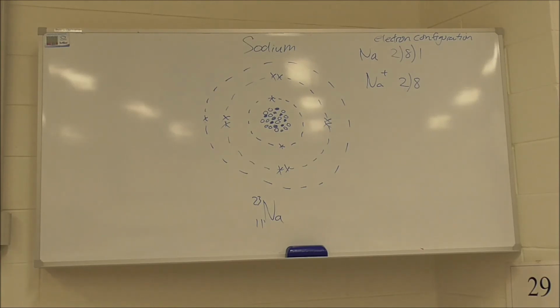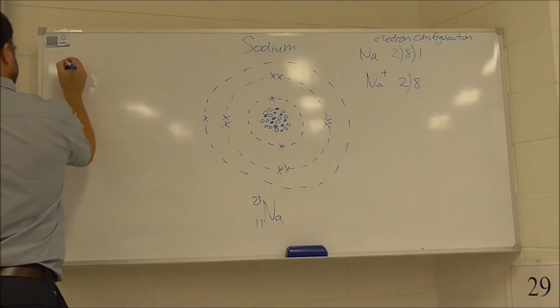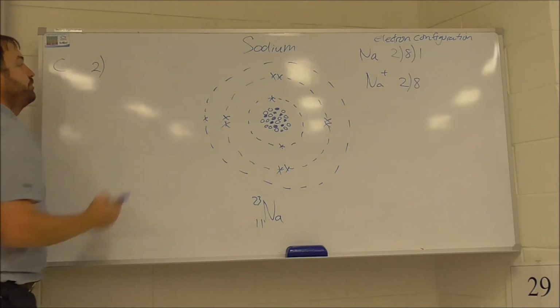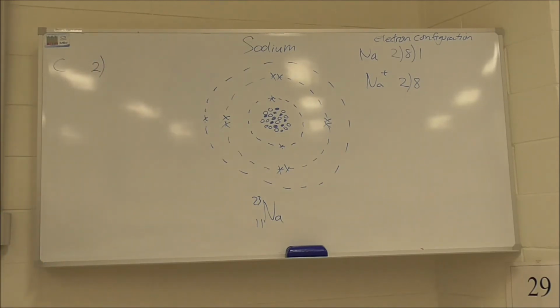Okay, so let's do some other examples of that. So let's look at carbon. Carbon is in the second period, so it's going to have 2 shells. So I'm going to write 2 numbers. First one's going to be full, so it's going to be 2. We're at atomic number 6. So 2 plus what equals 6? It's got to be 4.